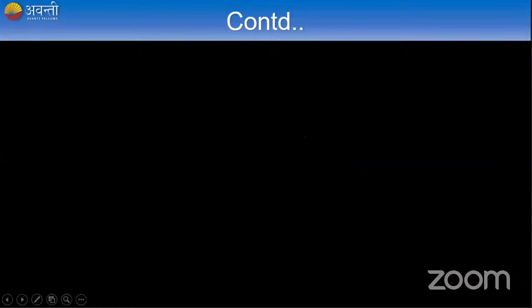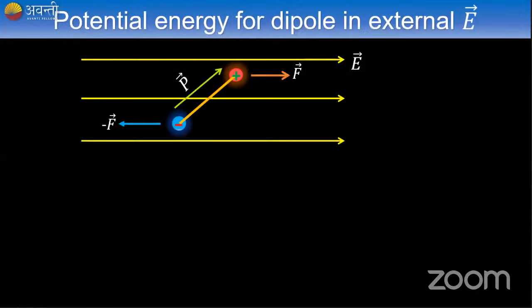Then we'll try to derive an expression for potential energy in an external electric field. Again, we have considered the same uniform electric field, for a dipole with dipole moment P and separation of distance 2a. For this dipole separated by a distance of 2a, we have the dipole moment P, and the force experienced by the positive charge is along this direction, capital F, and the negative charge along this direction, capital F.